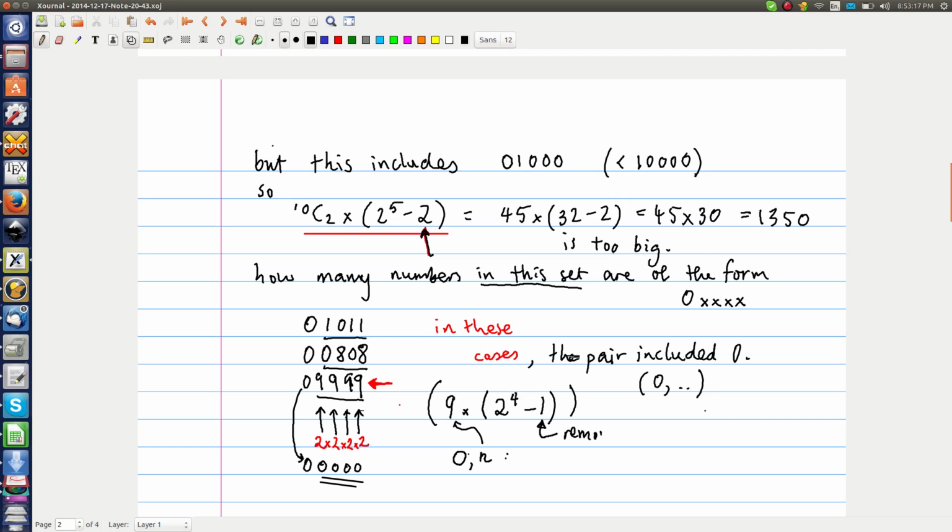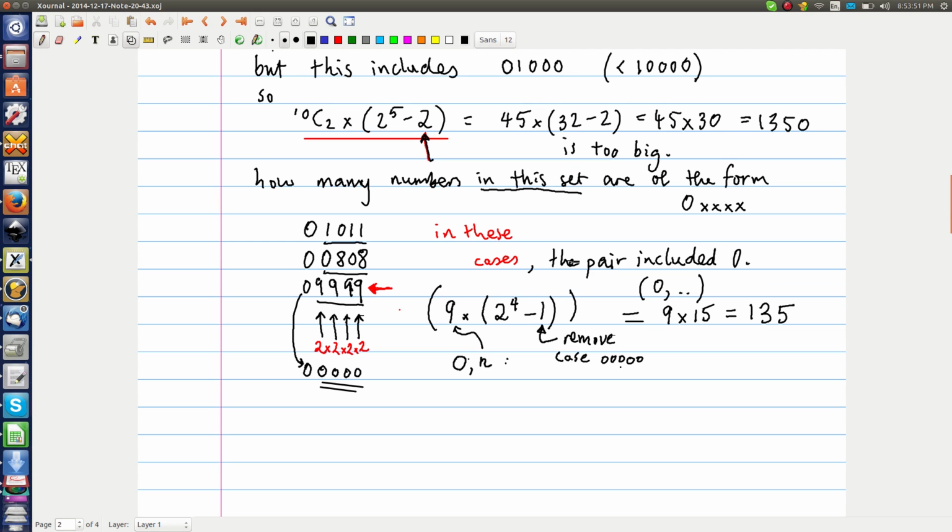So it's to remove the case 0, 0, 0, 0, 0. Alright, so that removes that case. So the total number of cases that we have to subtract from the previous number to get the right answer is, now what's that, 9 times 15. So what's that, 90 plus 45 is 135. Okay, nearly finished. So we have the number 1350.